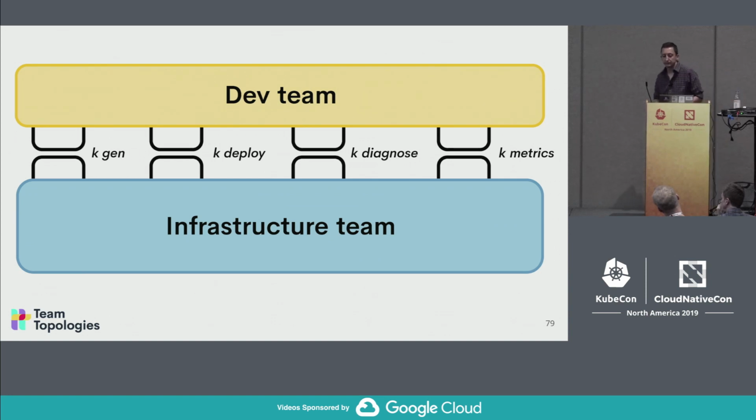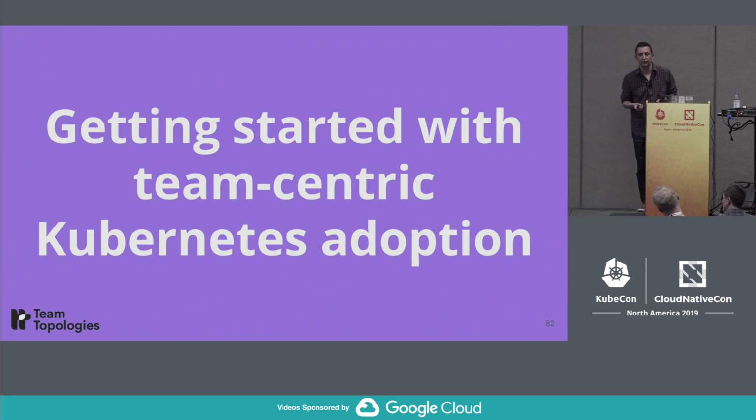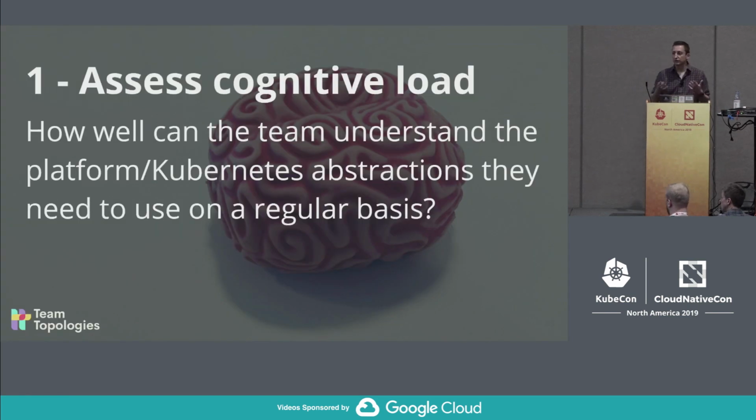So I'm getting to the end of this presentation. I wanted to leave you with 3 pointers to get started on this more team-centric approach to adoption of Kubernetes. So number 1, you can go back to your teams and assess the cognitive load they have today. How well do they understand the platform that they're supposed to use, whether it's Kubernetes or something else, and the abstractions they have to use on a regular basis? How well do they understand them? Or is this causing friction, problems and difficulties?